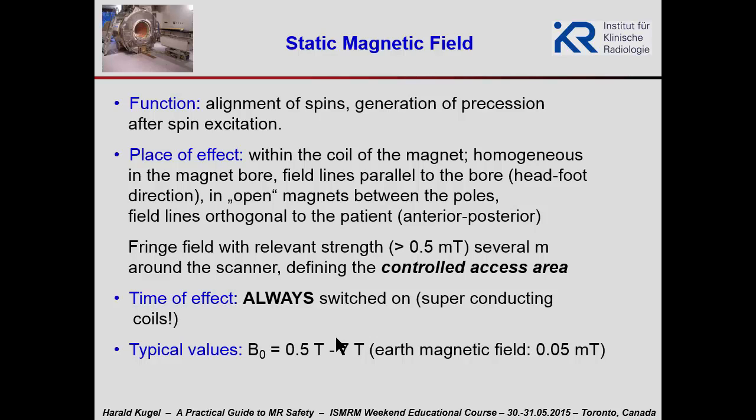If you have open magnets, then the field lines are between the poles, and the field lines are orthogonal to the patient, which means anterior-posterior, or if the patient is lying sidewise, left-right.